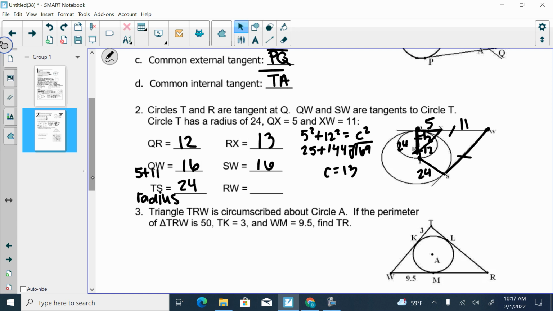All right? And then lastly, they want RW. Okay, so R all the way to W. Well, again, we know we have a 90-degree angle, right? Okay, so what's this side length? 12. And what's this side length in that right triangle? 16. So if we want to find the hypotenuse, we just do Pythagorean theorem again, right?